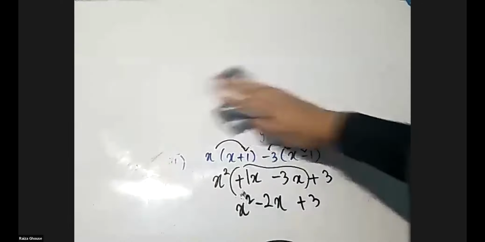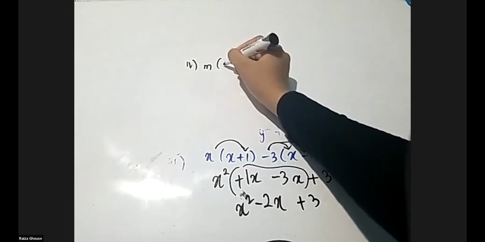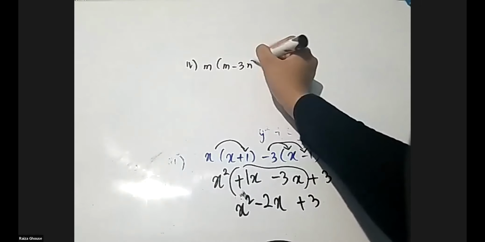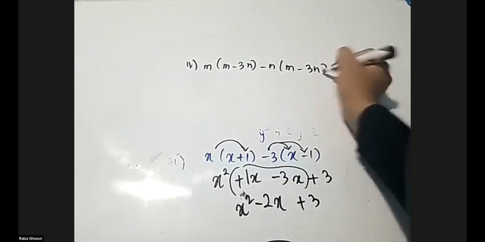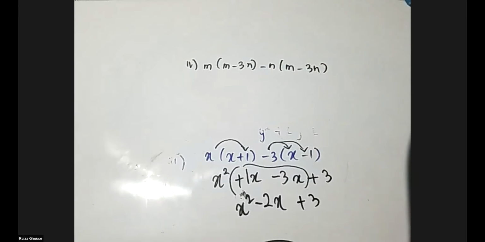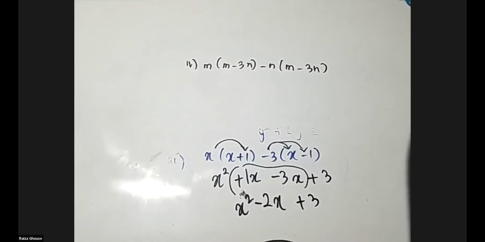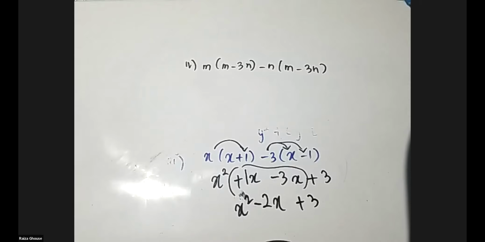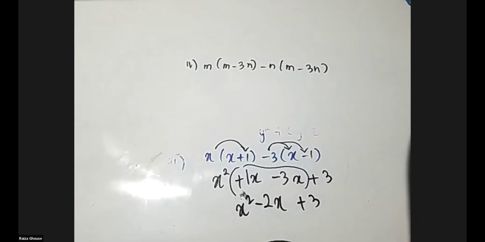Now I'm going to the Roman number 4 quickly. Roman number 4, m into m minus 3n minus n, m minus 3n. Right, who can help me? Let me select one. Shaskrit, can you help me? What is the answer for this? Shaskrit, can you hear me?